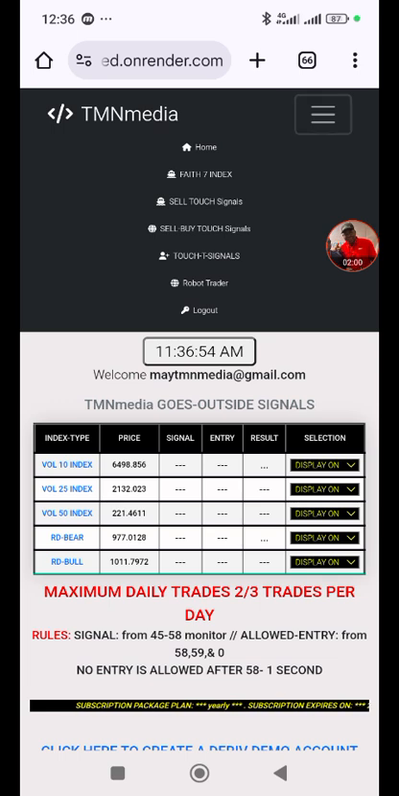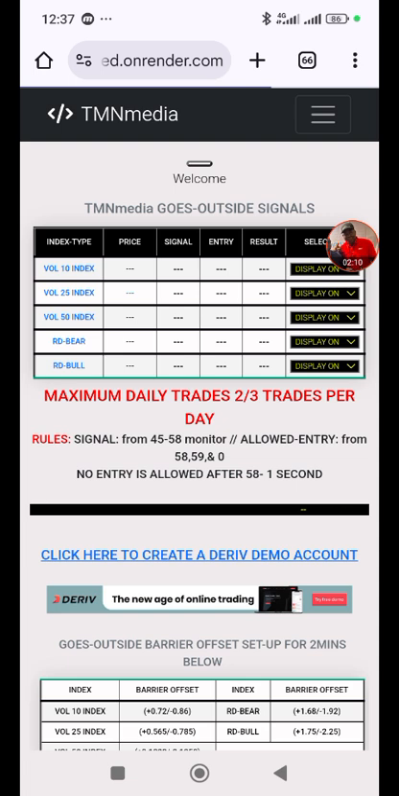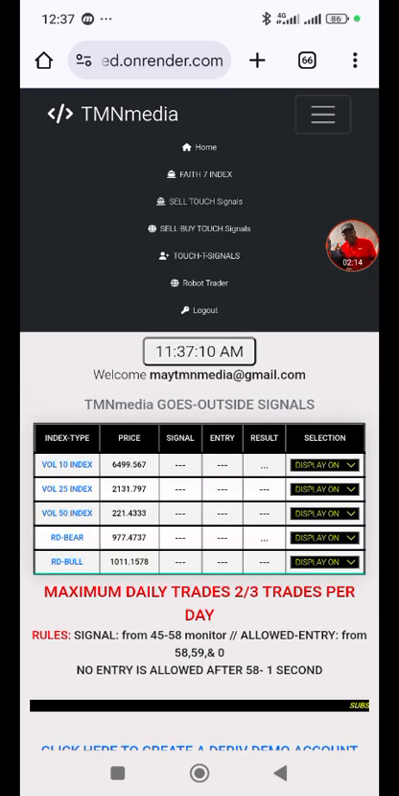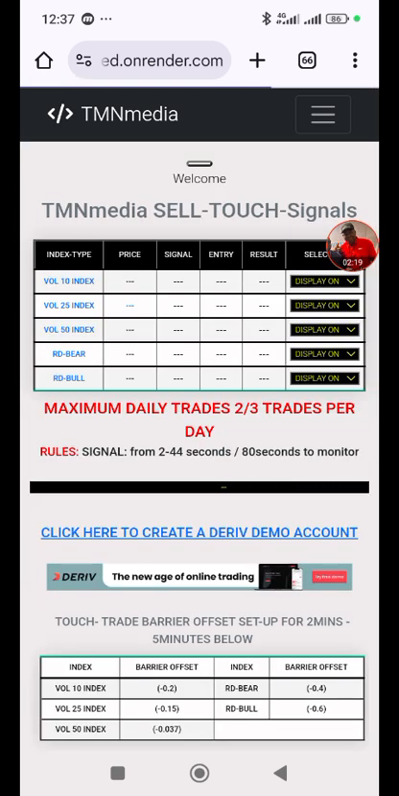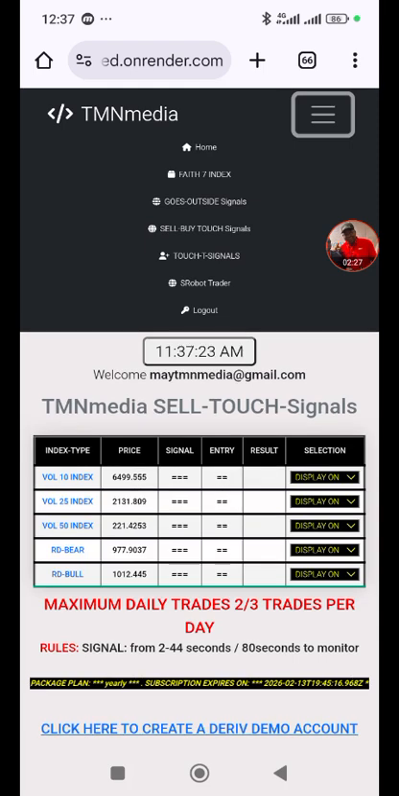So you have this one. It's for goes outside as well. While you also have the touch. Now this one is touch. This is just one direction. This touch is just sell minus barrier. It's just one direction.